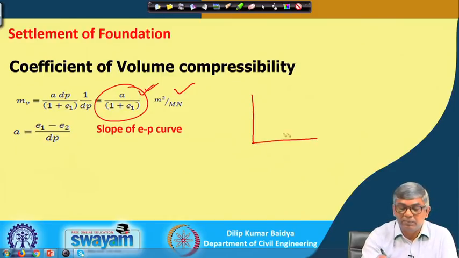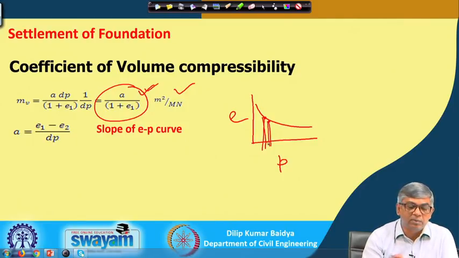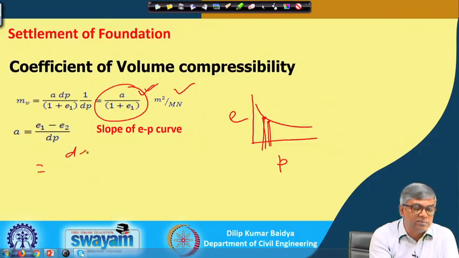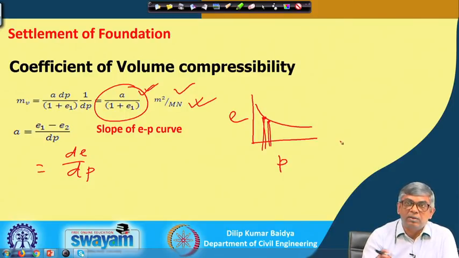Suppose there is an e versus P curve like this. If I take two points a very small distance apart, I can find the change of void ratio and change of pressure, and that ratio gives the a value, the slope at any point. That is a equals (e1 minus e2) by dP, or nothing but de by dP. So if I plot e versus P, for a given pressure range I can find the value of a, and from that a I can find mv.